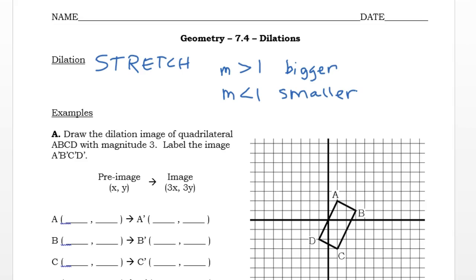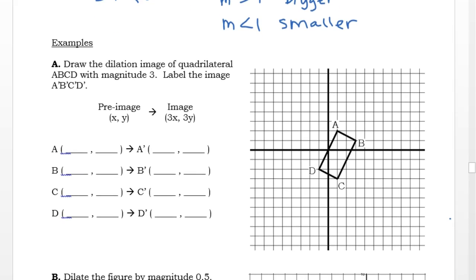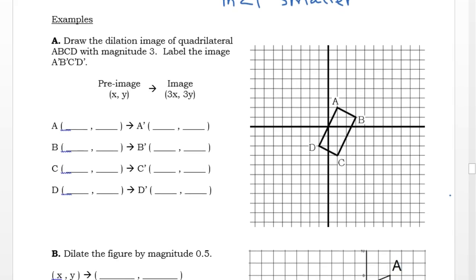So to do our first dilation, we have our rectangle here. Let's get the coordinates of that rectangle. A is 1 to the right and 2 up, 1, 2. B is 3 to the right, 1 up, 3, 1. C is 1 to the right and 3 down. And D is 1 to the left and 2 down.